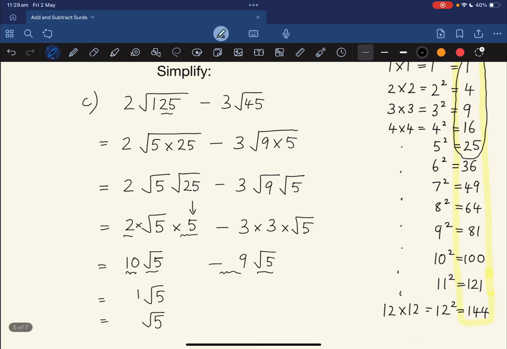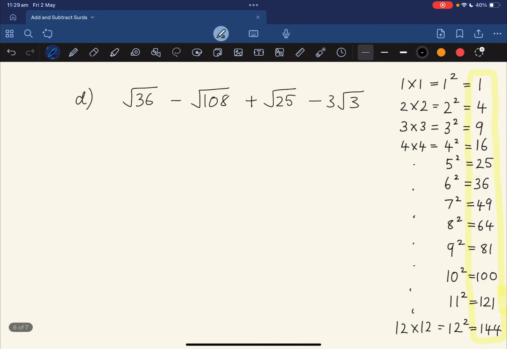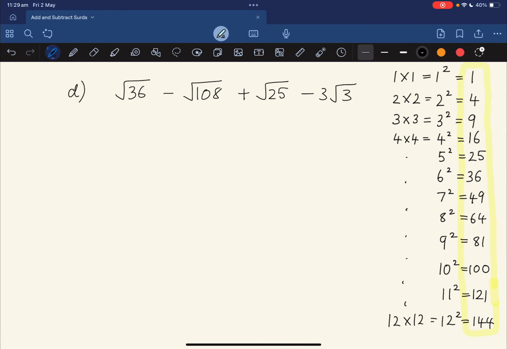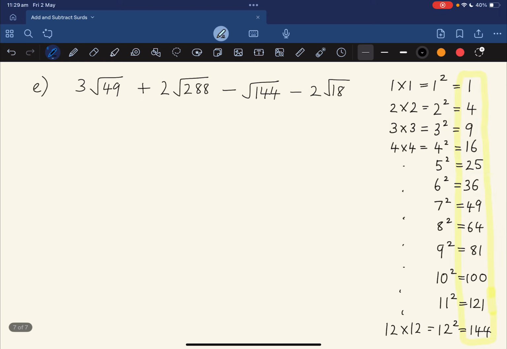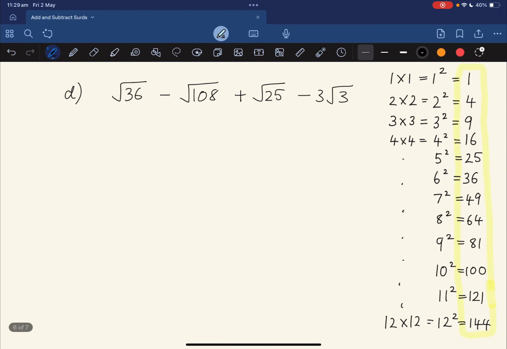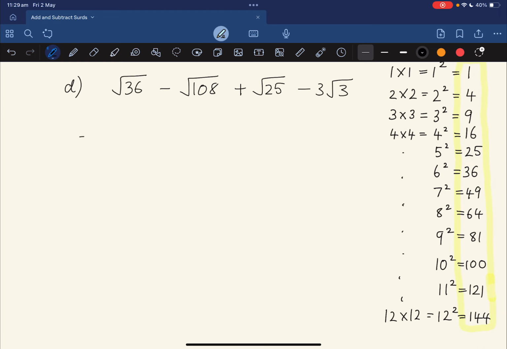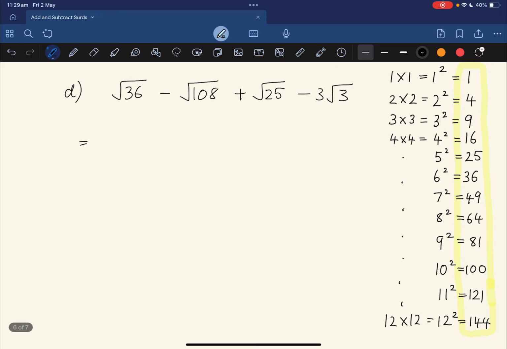Okay, powering through. Now, slightly harder, but not really. Let's keep going. So, always looking for square numbers. Now, straight up, in this one here, I can see that 36 is a square number. I can simplify that straight down. 6 sixes are 36. So, write it without the square root sign. Root 36 is 6.